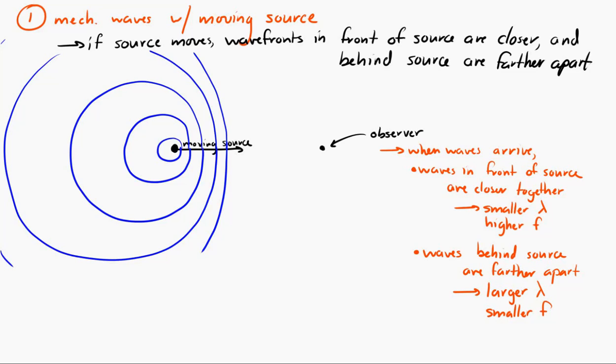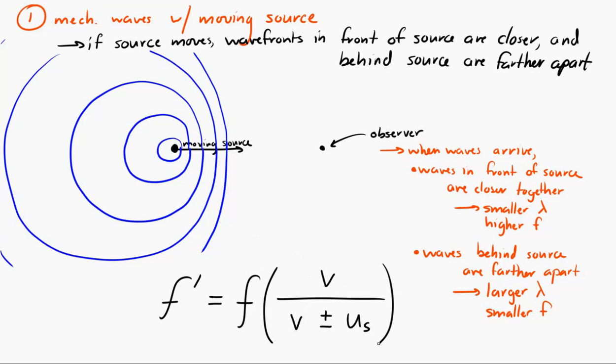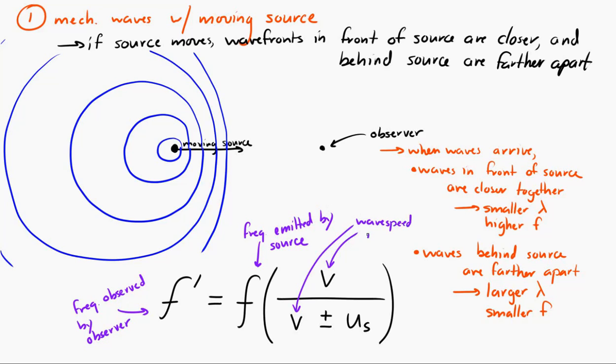And the equation which describes this is right here. f' equals f times v over (v plus or minus u_s). f' refers to the frequency observed by the observer. f refers to the frequency of the waves emitted by the source. v refers to the wave speed in the medium. And u_s is the speed of the source.